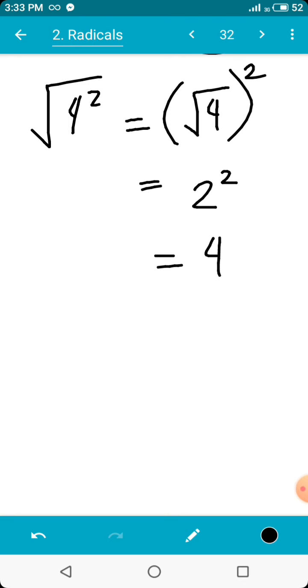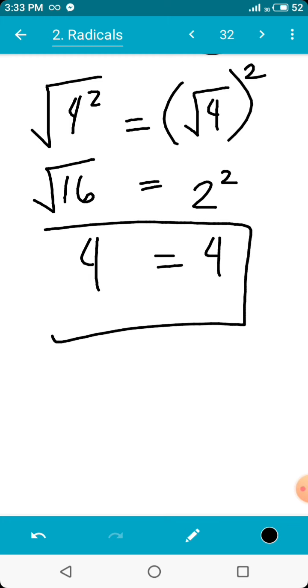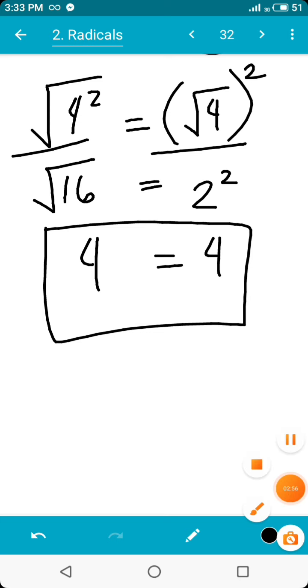Tama? Kung ito naman yung sasagutin natin, so, yung nandun muna sa loob ng radical sign, so that is 4 squared, that is 16. And when we get the square root of 16, we have 4. So, same pa rin ang magiging sagot, anuman yung magiging way kung paano mo siya sinulat. Okay? So, that is rule number 3.